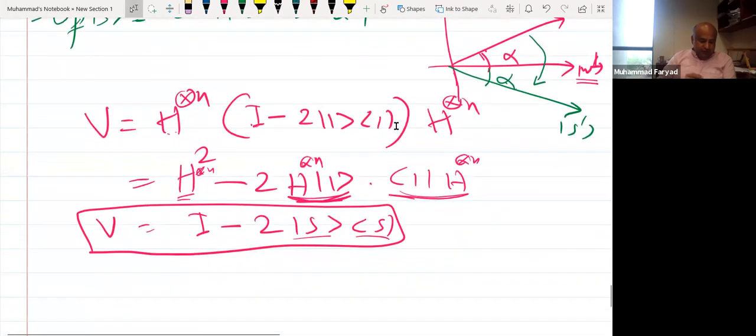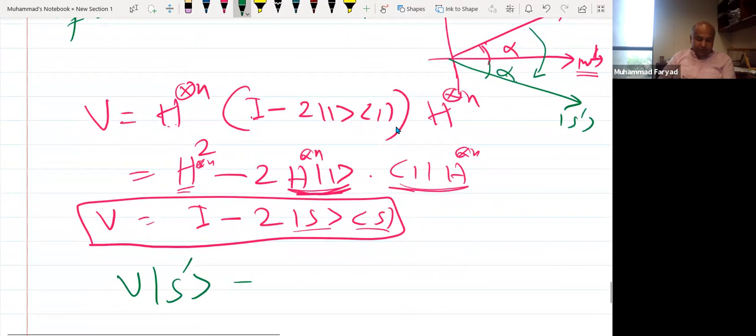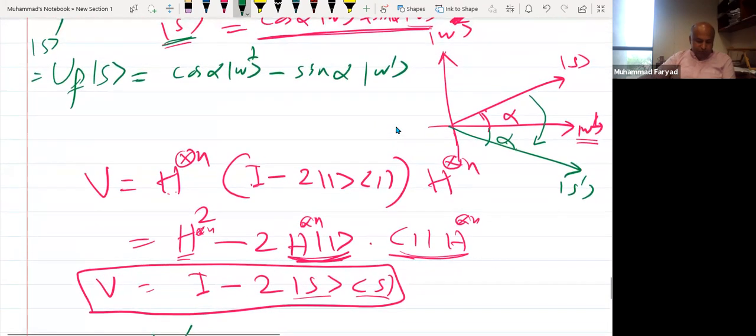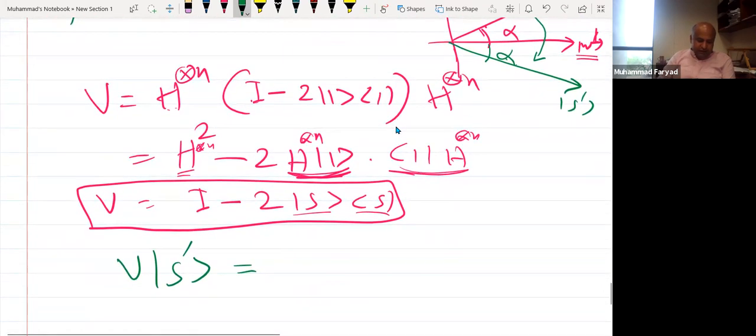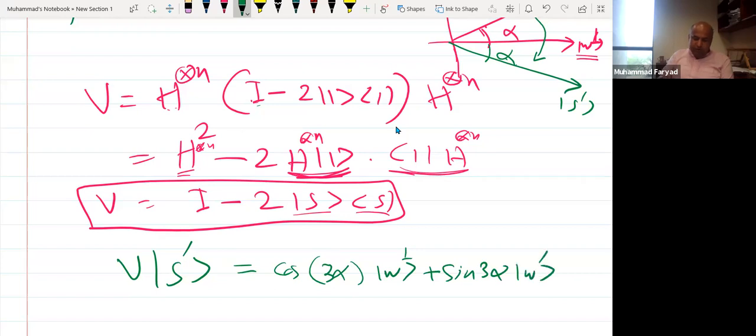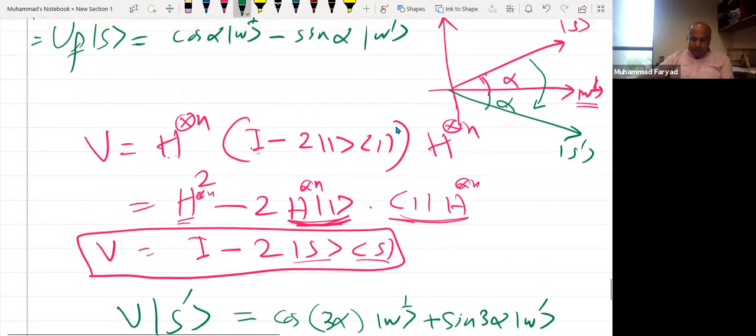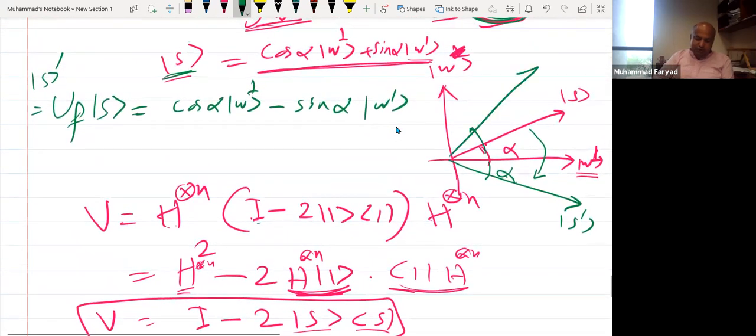And once we apply this diffuser V to S prime, in the same fashion, there is going to be a minus sign here because I have defined it as I minus this. If I had defined it as 2, 1, 1 minus I, just like the one we did before, it is going to be cosine 3 alpha omega perpendicular plus sine 3 alpha omega prime. So this angle alpha increases to 3 alpha. And this is what our state V S prime is. And this angle addition is now 2 alpha.